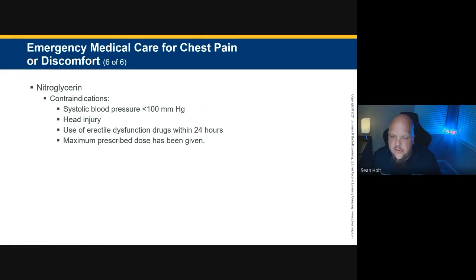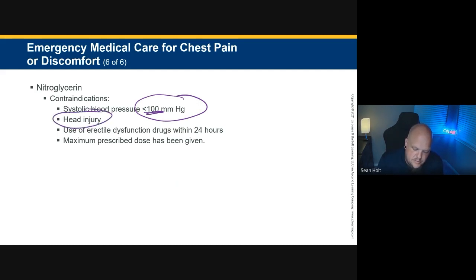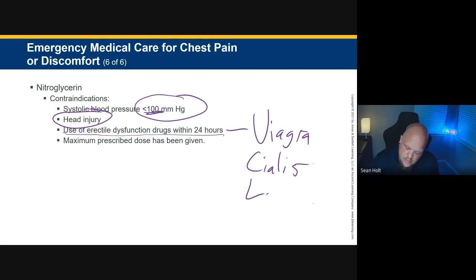And contraindications for nitroglycerin. We don't give it to anybody with a systolic blood pressure less than 100. I would even be careful giving it to somebody at 108, 106, something like that. I would still be nervous, right? But our true contraindication is going to be that less than 100. Don't give it, okay? Also, don't give it in head injuries or if they have taken erectile dysfunction drugs within 24 to 48 hours. Excuse me. Those meds, Viagra is the most commonly known. There's also Cialis and Levitra.